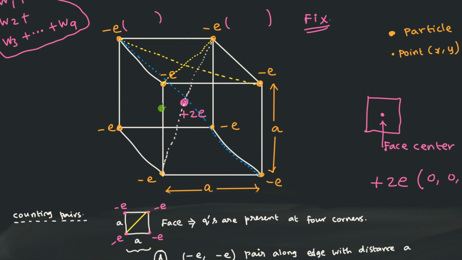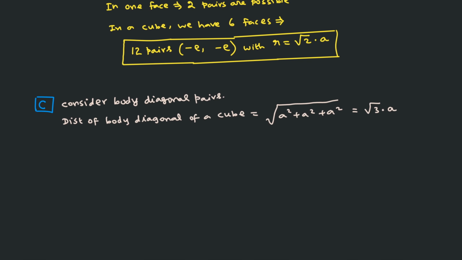What about the third possibility? From here to that corner. And the last option is from here to this last corner. For information, I'll show you that this is how it will be. So this is another possibility. So this is one more possibility. So how many possibilities are there? 4 possibilities are there. So that is what we have to write down here. So we have 4 pairs along the body diagonal.